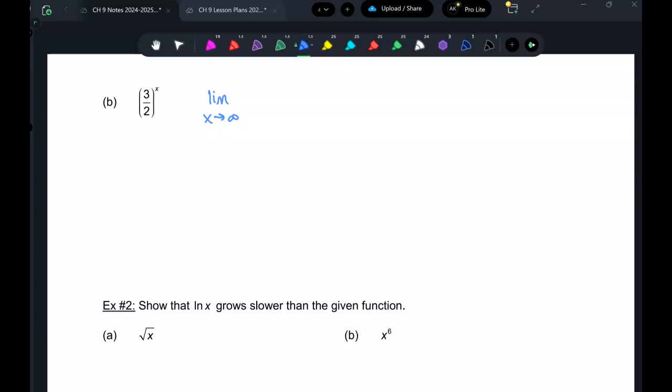Okay. I would like to put e to the x on the bottom, just for a change of pace. For demonstration purposes, I'll put e to the x. I want to show you that it doesn't really matter. I wanted to do one of each.